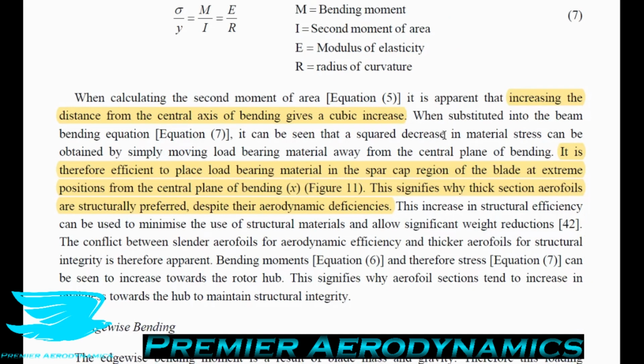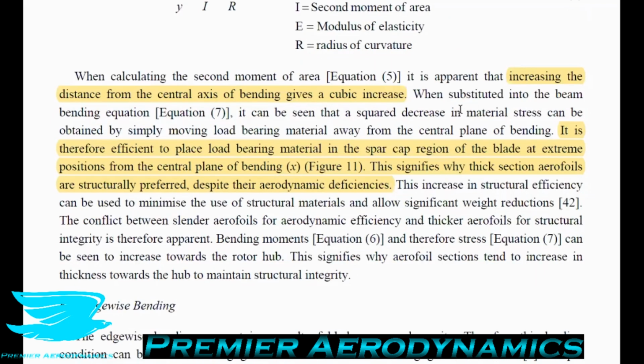They say it is therefore efficient to place load-bearing material in the spar cap region of the blade at extreme positions from the central axis of bending. This signifies why thick airfoil sections are structurally preferred despite their aerodynamic inefficiency. So what that means is close to the root, you need to have thick airfoils because they have very strong bending moments there, and you need to have it strong there so it doesn't break off.